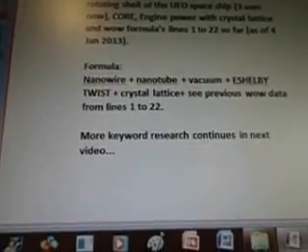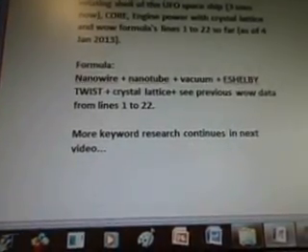So it's got three uses now. One engine that does three different things. It's amazing. Formula: nanowire, nanotube, vacuum, Eshelby twist, crystal lattice. See previous well data from lines 1 to 22.